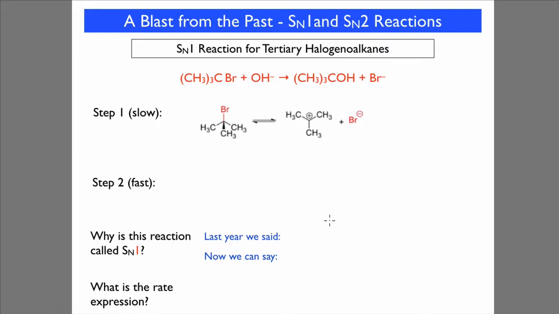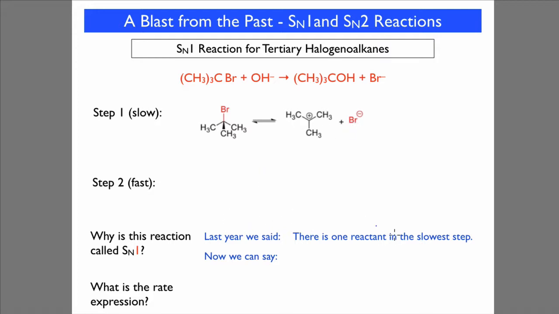SN1 reactions for tertiary halogenoalkanes. You can see here we've got, let me just think what the name of this thing is. It's 2-bromo-2-methylpropane, I believe. And we've got this nucleophilic substitution reaction going on. The slow step is where the stable carbocation is formed and the bromide ion is released.